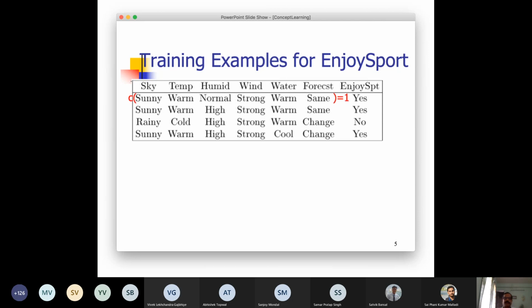So the first one, you can see values like sky is sunny, temperature is warm, humidity is normal, wind is strong, water is warm, forecast is same. Then it is 1. I hope you have understood that you are predicting something with respect to, say, today's attribute set. You are considering the observations on a particular day, and you are predicting for something, for example, the next day. So these are all context dependent.